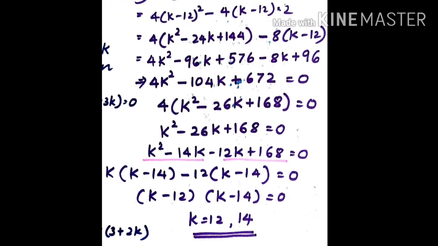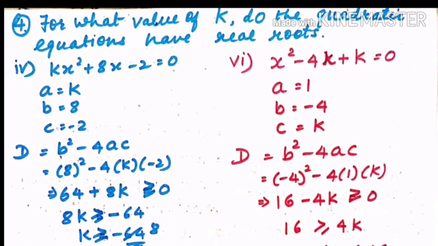So now let us move on to number 4, that is: for what value of k does the quadratic equation have real roots. Again in the question you are given the roots are real and you want to find the value of k. I take number 4, that is kx² + 8x minus 2 is equal to 0. Taking the values of a, b, c, and then D is equal to b² minus 4ac, and placing the values: b², that is 8², minus 4 into k into minus 2, and then 64 plus 4 twos are 8k is greater than or equal to 0.